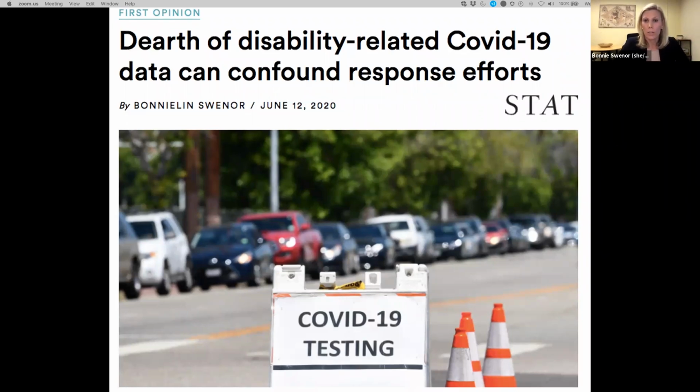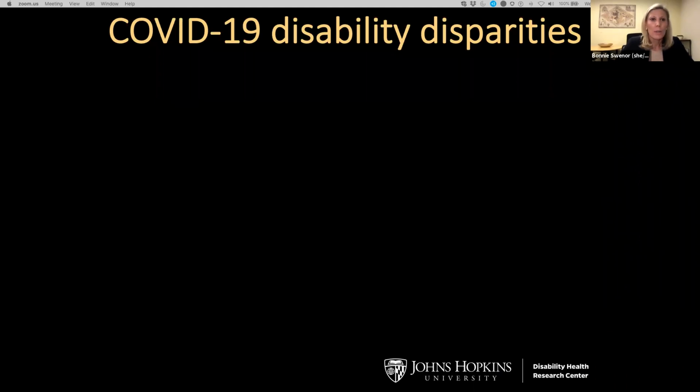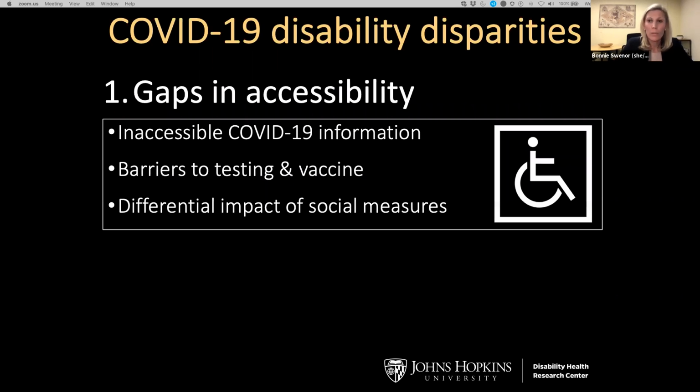I wrote this article in Stat News, of course, as an epidemiologist and as someone that thinks about data and is interested in linking this to the policies being rolled out. That's this perspectives piece that I wrote. In summary, what was going on, and honestly, what is still going on, is we saw really critical gaps for the community.